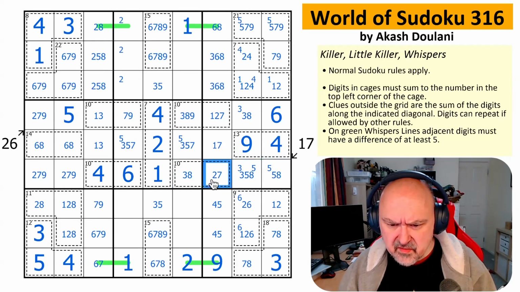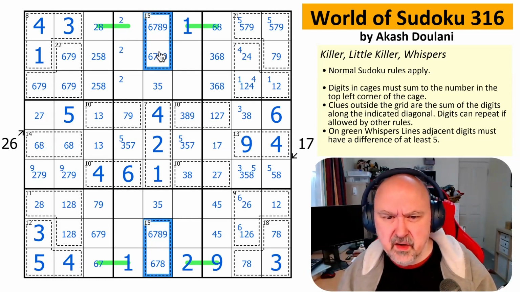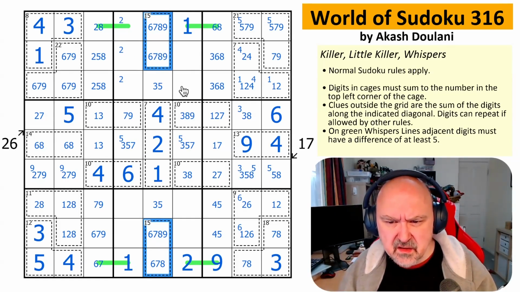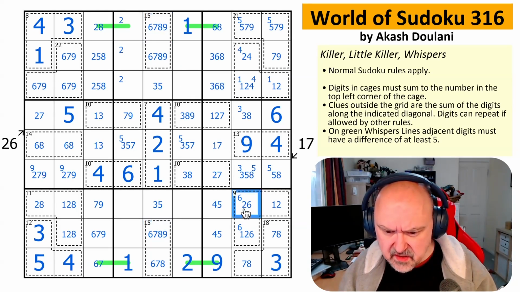3, 5, 8, 2, 7. 9 must be in there, so that's not a 9. It's not one of those, must be a 9, but I've already got that. I also expected these 15 cages to do a little more by now, and I'm not seeing that either. Wow, this is tricky.